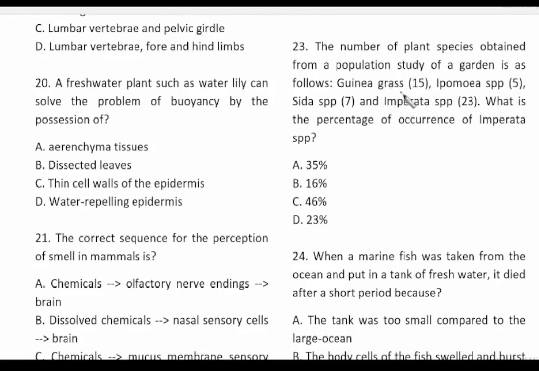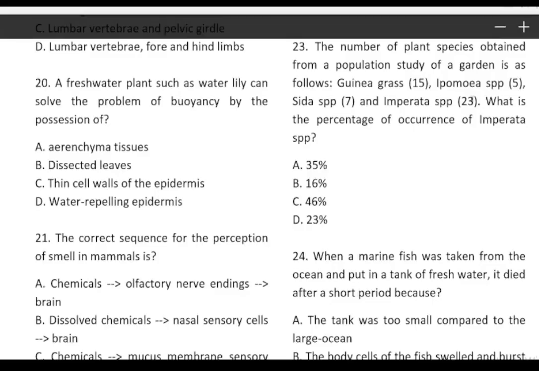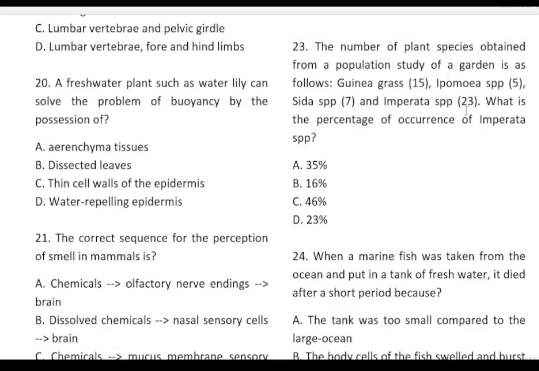The first one, we have guinea grass to be 15, hypomoea species 5, cedar species 7, and then imperator species to be 23. So let's quickly have their total: 15 plus 5 plus 7 plus 23. That will give us a total of 15 plus 5 is 20, 7 plus 23 is 30. So 20 plus 30 will give us 50. So we are looking for the percentage from the question there. It is asking us for the percentage of occurrence of imperator species, and we have imperator species to be 23. So that is what we are looking for in that question there.